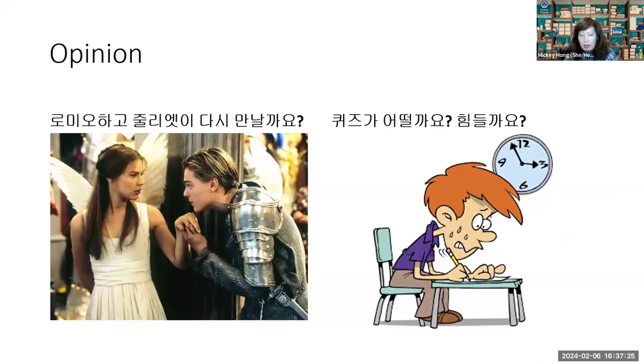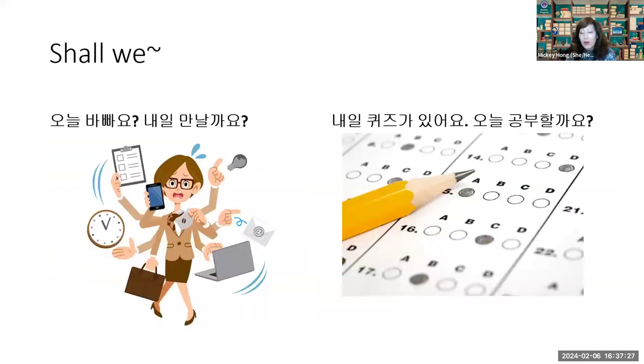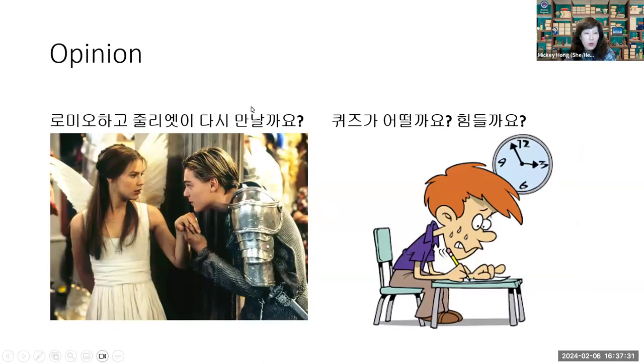And you can say 같이 공부할까요? To emphasize that the activity will be done together. This is opinion, asking for somebody's opinion. 로미오하고 줄리엣이 다시 만날까요? Do you think they will meet together? Romeo and Juliet, will they meet together? Because it's not about us. You're asking about Romeo and Juliet. 퀴즈가 어떨까요? 힘들까요? How do you think the quiz will be like? Do you think it will be hard?